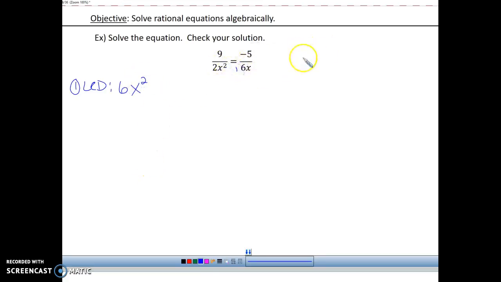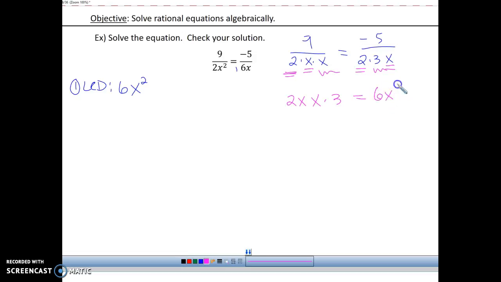If I were to write that in factorized form, like 2 times x squared over 9 equals negative 5 over 2 times 3 times x. Then here I would look for the shared pieces. So they have a 2 in common, and they have 1 x in common. So it'll be 2 times x, and then they have 1 x left over and a 3 left over. So it'd be x and a 3. So if you multiply all of this together, that would be a 6x squared. That's why the LCD is a 6x squared.